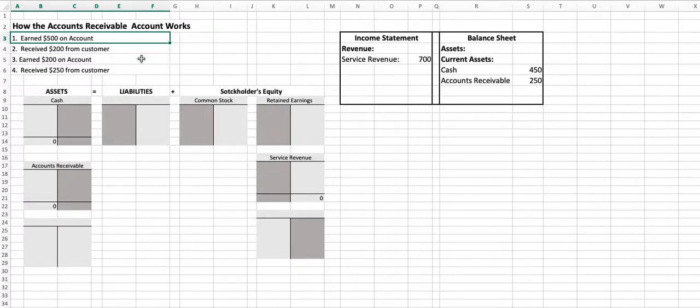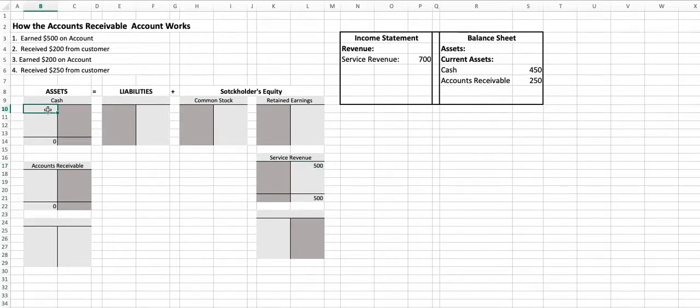We earned $500 on account. That means that we went to our customer's office and we performed some work and we have earned some money. We earned $500. We get to call that service revenue. You report revenue when it is earned, not when the cash is received.